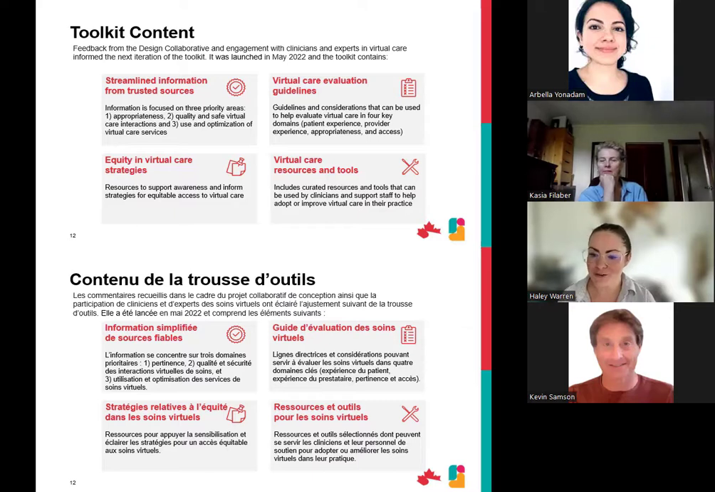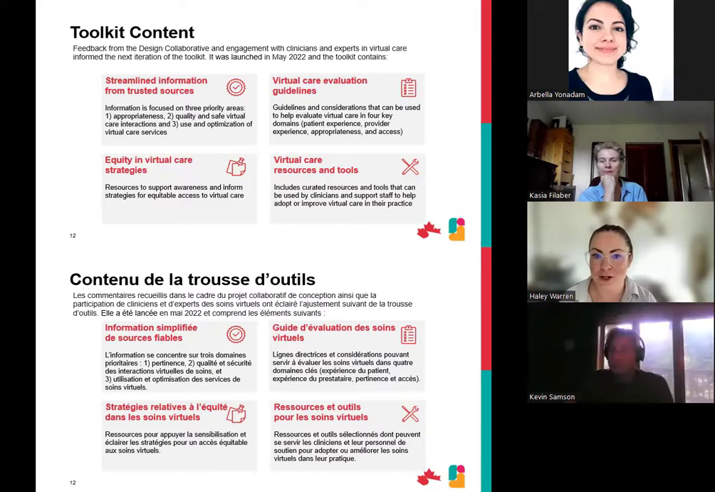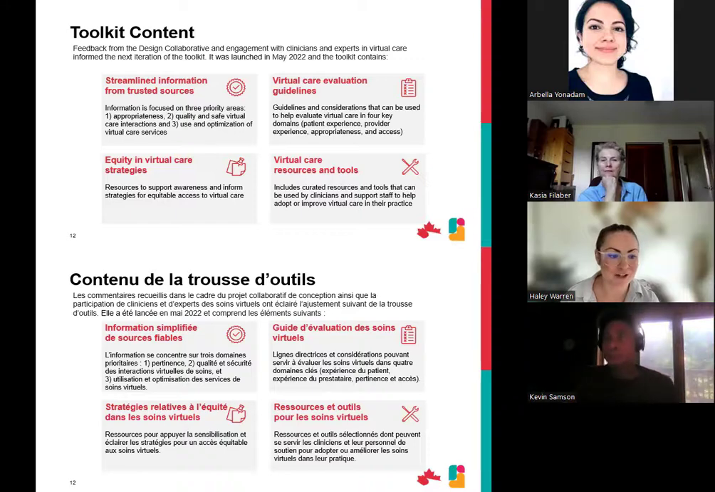So I'm now happy to hand it over to Kevin Sampson, who will introduce himself and share a bit about the toolkit and clinical practice. So over to you, Kevin.